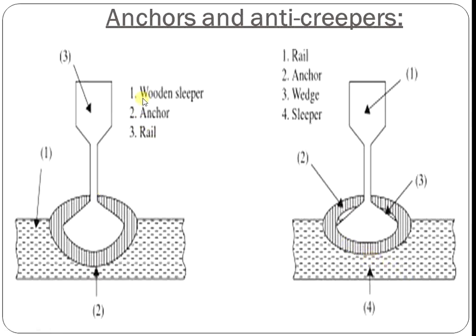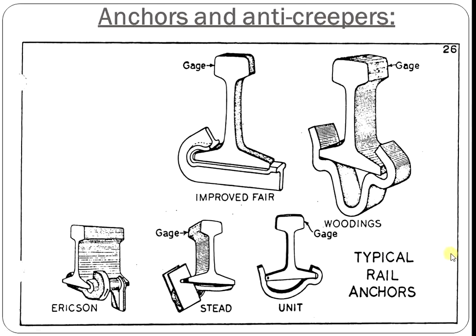The first point is the wooden sleeper, second one is the anchors, and next one is the rail. In another image, the first point is the rail, second one is the anchors, third one is the wedge, and fourth is the sleeper. This is another image of the anchors to hold on the rail.